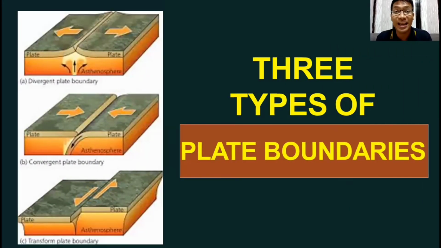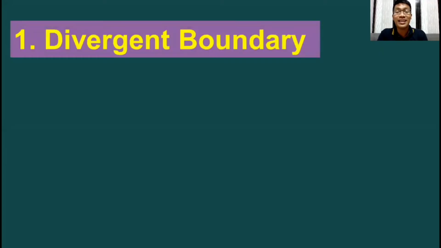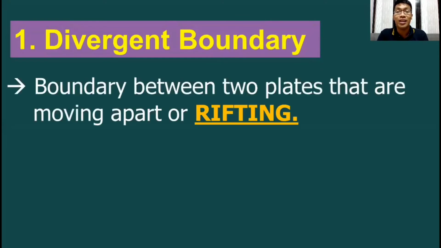There are three types of plate boundaries. Pag sinabi nating plate boundaries, ito yung area kung saan nagmi-meet ang dalawang plates. The first type of plate boundary is the divergent boundary. When we say divergent boundary, the two plates are moving apart or they are rifting. In other books, it is described as drifting of plates.